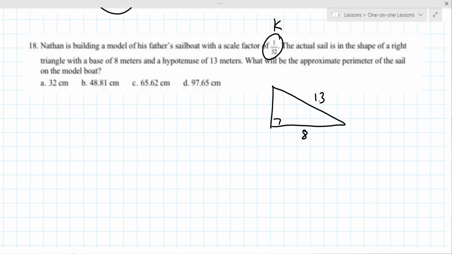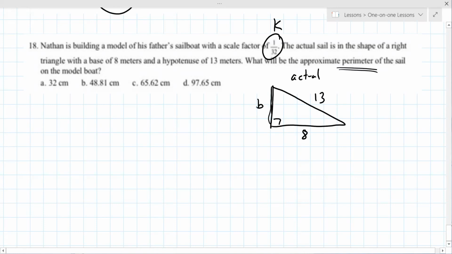So this is one of those where I don't know that much about boats. Is this the sail? Or is this the sail? Oh, the perimeter. Okay, I'm sorry, I didn't catch that. So the perimeter means we have to find all the sides here. Okay, that was unclear. So the actual sail, this is the actual one here. So we need to find this third side.